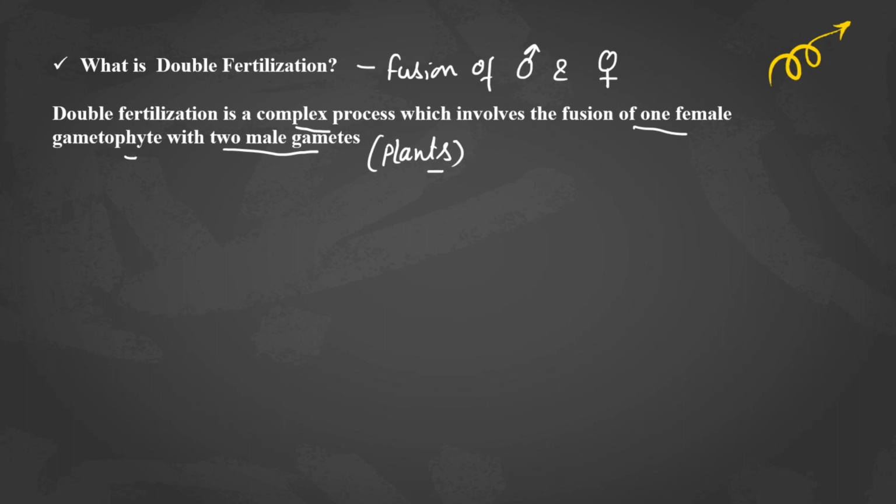Before going into the double fertilization events, first we'll discuss who actually discovered this entire process, and afterwards we'll come to the detailed process. In summary, double fertilization is a very complex process where the male nucleus fuses with the female nucleus.